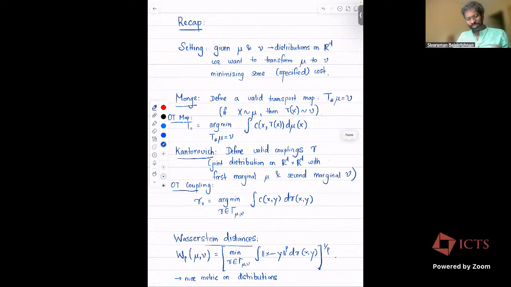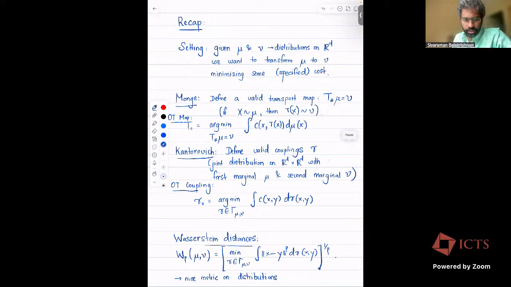So let me just repeat what I said. I'll start off just to get us warmed up with a recap of last time. As usual, please feel free to stop me at any point if you have questions. Okay, so last time we started setting up this framework of optimal transport. So roughly we started with this premise that, okay, I'll hand you two distributions, mu and nu, and we want to transform mu to nu, and we want to minimize some specified cost. So this was the basic template of the problem that we wanted to solve.